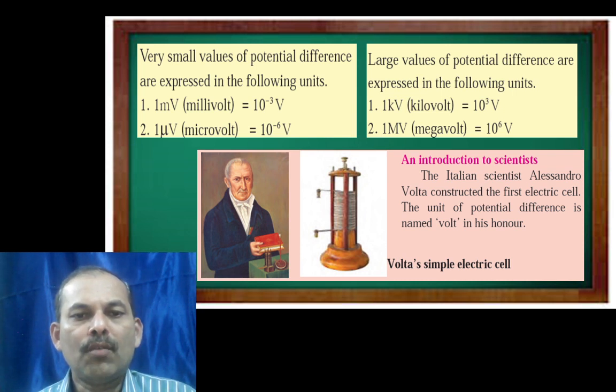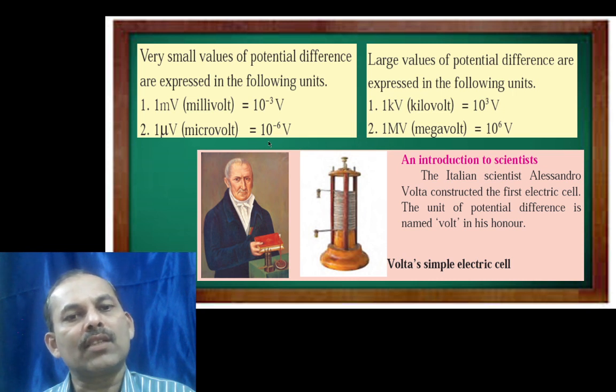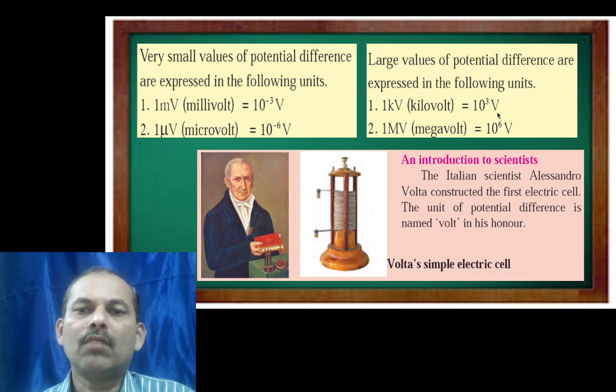The unit of potential difference is volt, but very small values of potential difference are expressed in different units, that is, millivolt or microvolt. 1 millivolt equals 10 raised to minus 3 volt, or 1 microvolt equals 10 raised to minus 6 volt. Also, large values of potential difference are expressed in kilovolt or megavolt. 1 kilovolt equals 10 raised to 3 volt and 1 megavolt equals 10 raised to 6 volt.